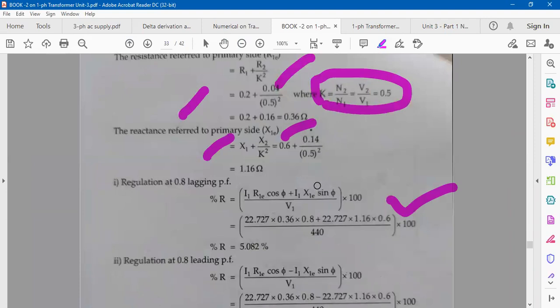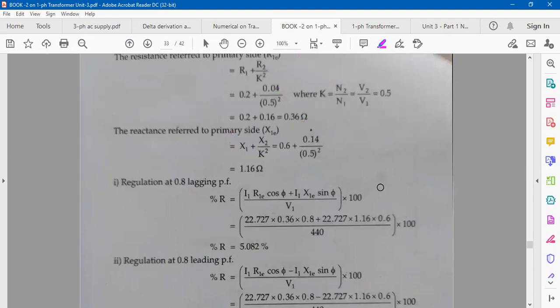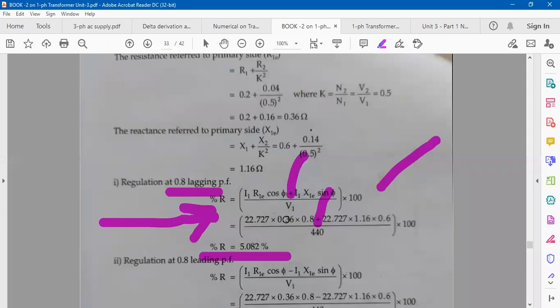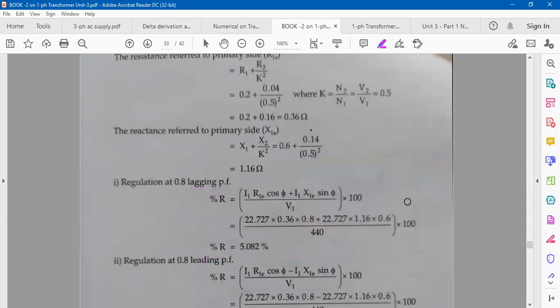In this formula, any difficulty? First one is for lagging power factor. And here, as it is a lagging power factor, plus sign you have to use. Here also plus sign, so voltage regulation you will get positive. I already told you that for lagging power factor, plus sign, and voltage regulation obviously you will get positive. Any difficulty with this?